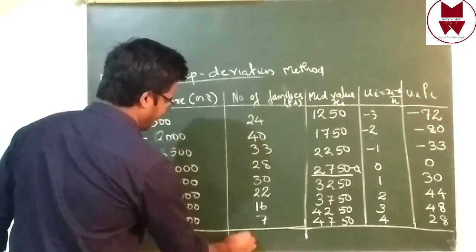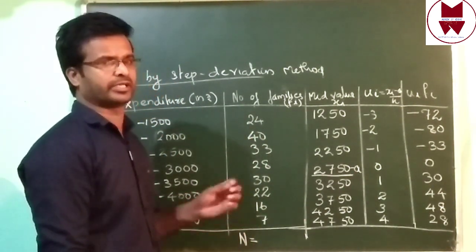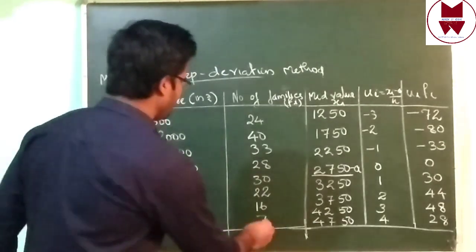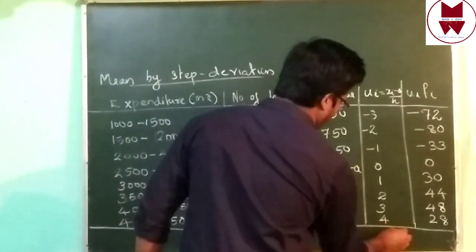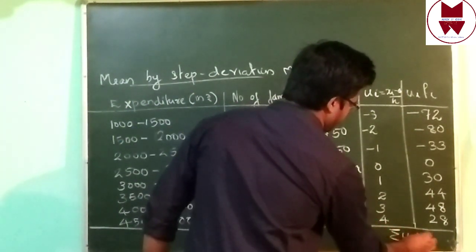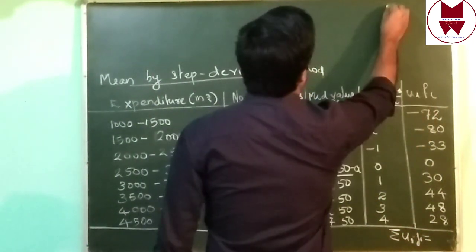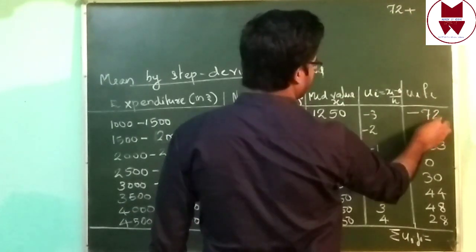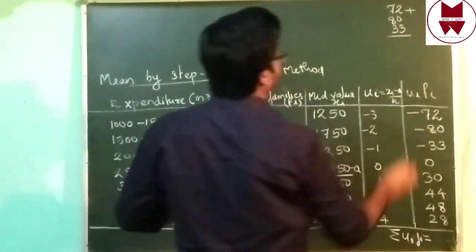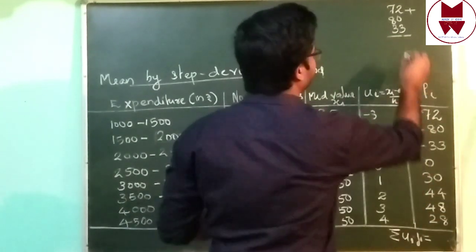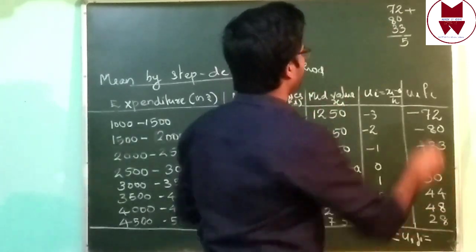Then n. N means the total number of families, already given in the question, that is 200. We can write n equal to 200. Then sum of ui fi equal to, first add the negative numbers, that is 72 plus 80 plus 33. Then 2 plus 3 is 5. Then 7 plus 8 is 15, plus 3 is 18.